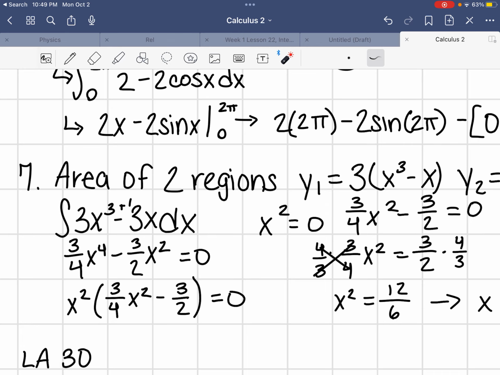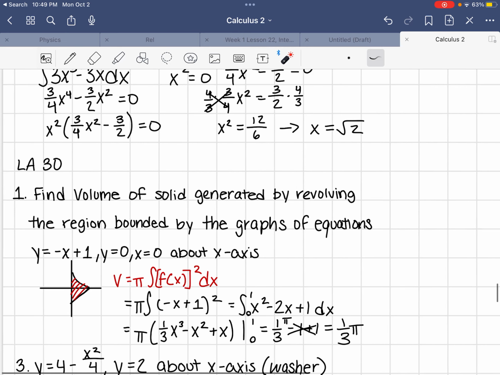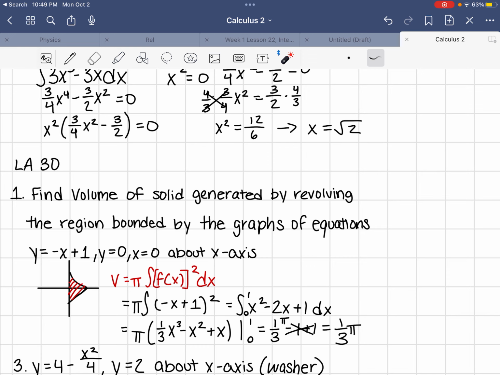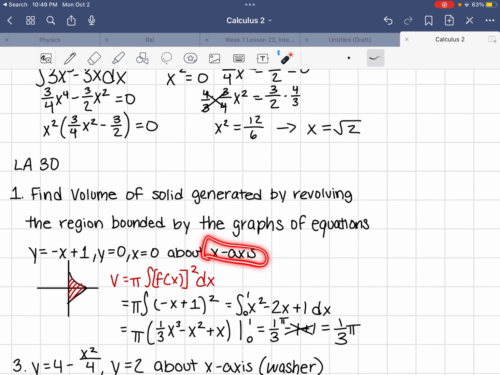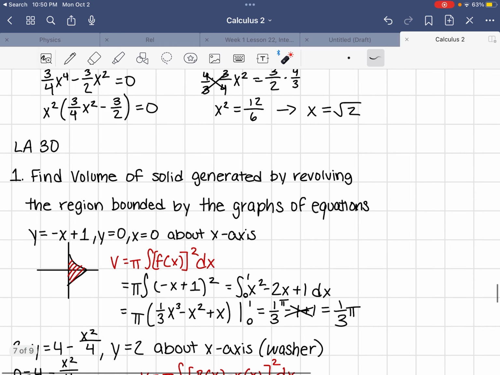So that's basically what you would do when you found the area. We keep going to learning activity 30, and it says find the volume of the solid generated by revolving the region bounded by the graph of the equation y equals minus x plus 1, y equals 0, x equals 0, about the x-axis. So this is the formula given. And you can see that we have this right here. This is f of x. I put it here and I revolved it about the x-axis. So basically finding this right here.